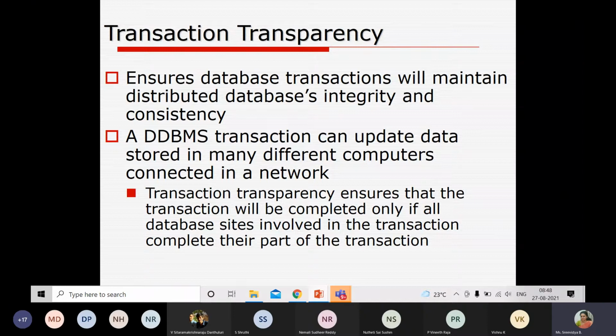So the user says, I didn't know that multiple sites or multiple fragments are there. I started a transaction, and it has executed properly. So transaction transparency is actually implemented this way. Three different data processing units were there here. All of them executed it and updated the status saying that it's been done. Then a common message goes to the user saying that your transaction is completed.